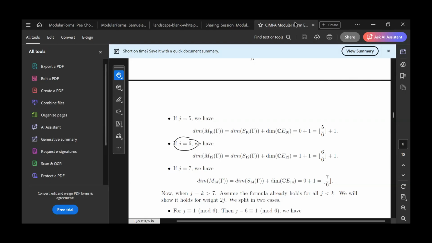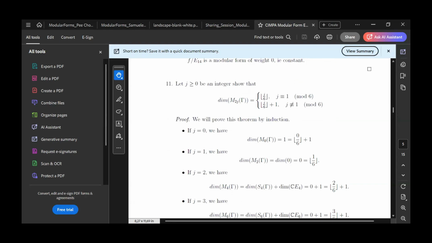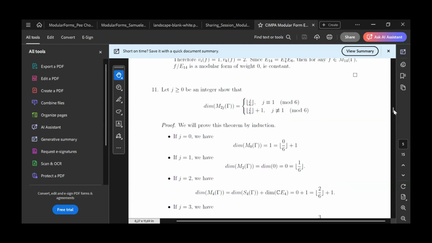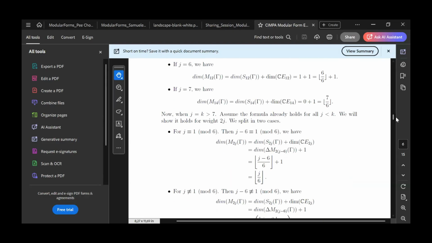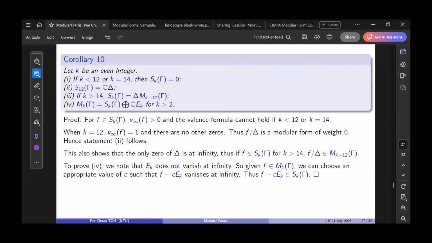The first 8 terms are correct using induction. We always satisfy this condition. But then how about when J is more than 7? When J is more than 7, then we will use this property.